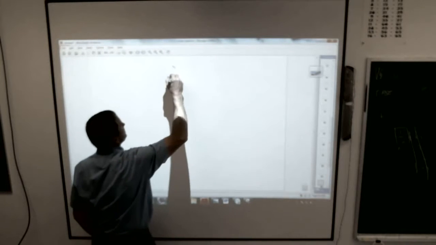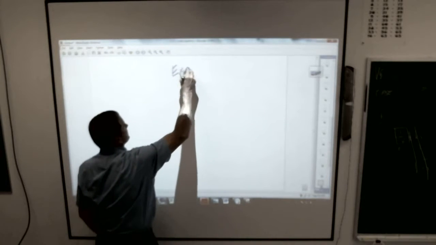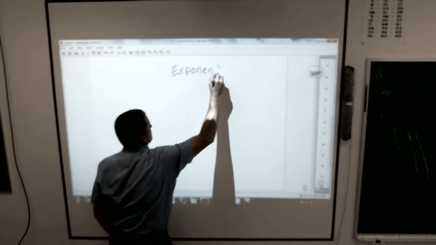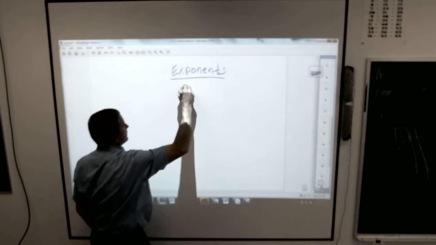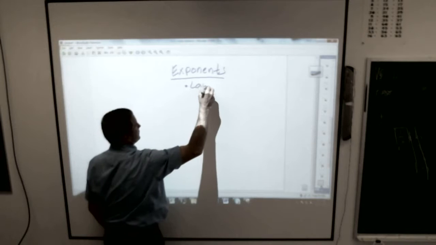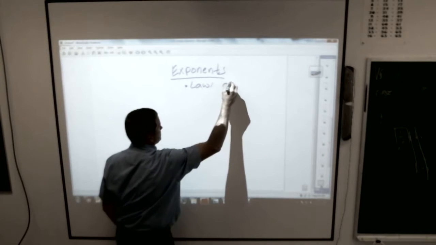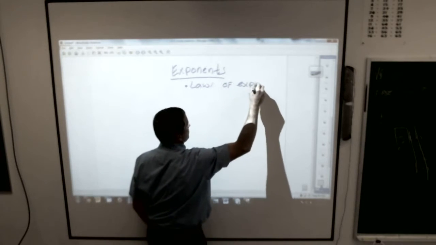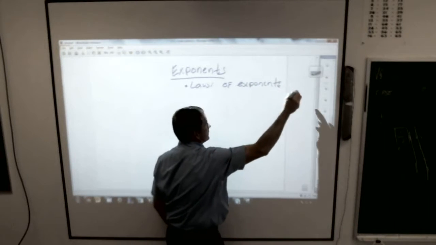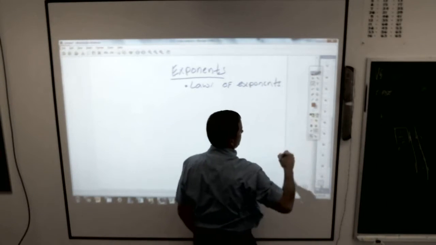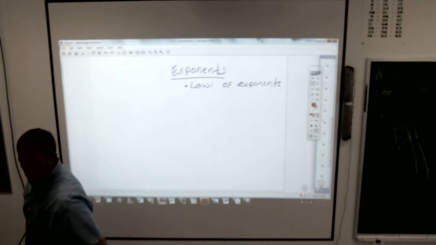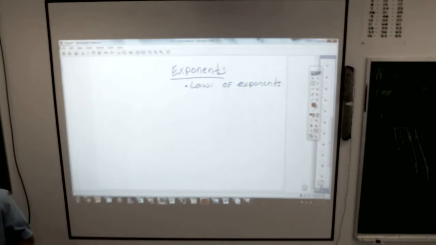Exponents. And a little subheading, the laws of exponents. It would behoove you to listen carefully, because this is one of those things where it's very easy, but it's also very confusing. One of those things where math is not hard, it's just confusing. That is today. And here is what we're looking at.